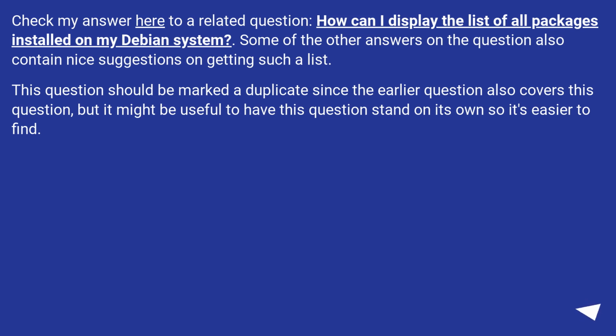Check my answer here to a related question: How can I display the list of all packages installed on my Debian system? Some of the other answers on the question also contain nice suggestions on getting such a list. This question should be marked a duplicate since the earlier question also covers this question, but it might be useful to have this question stand on its own so it's easier to find.